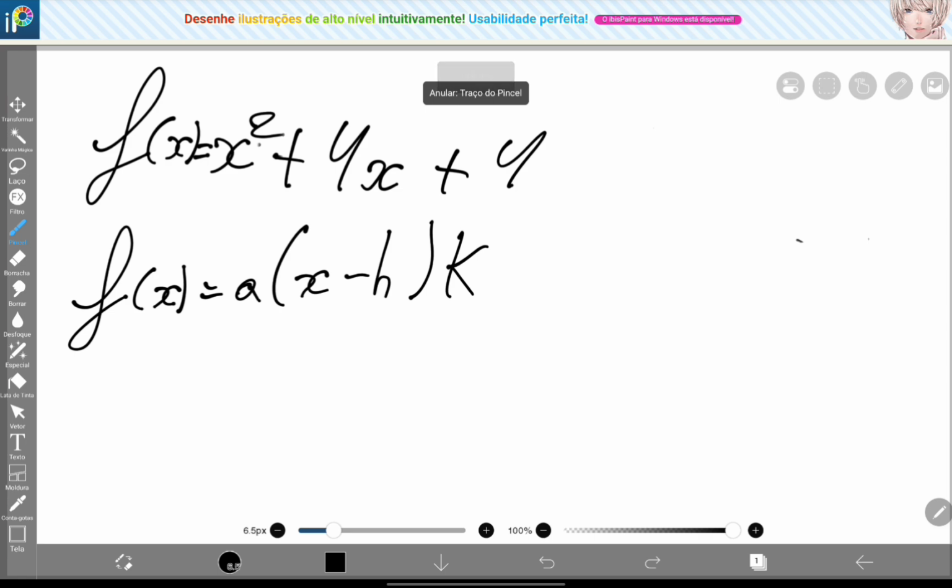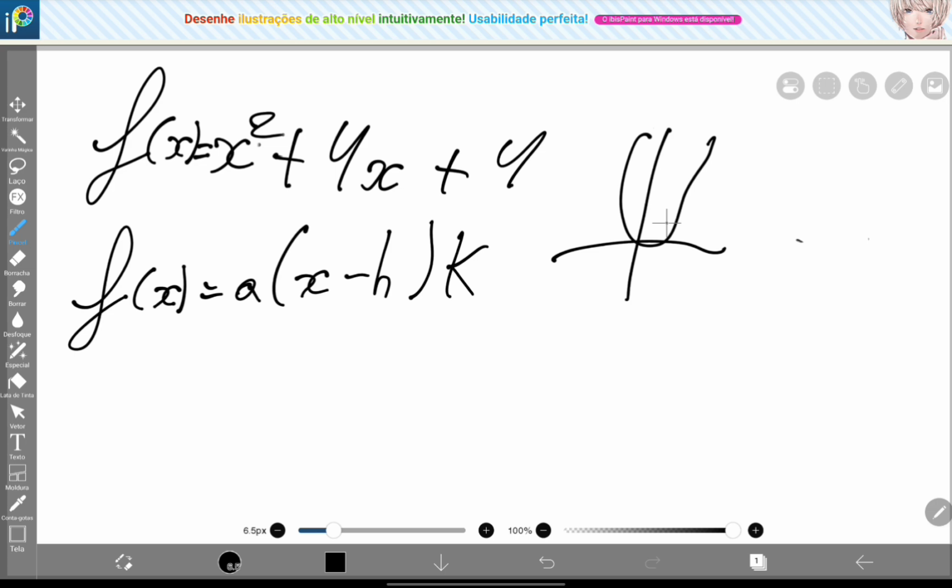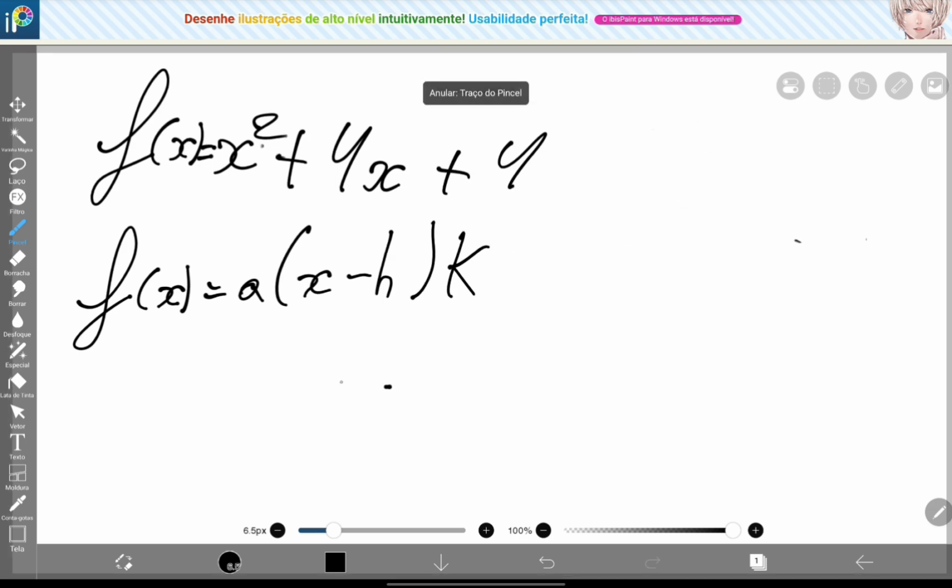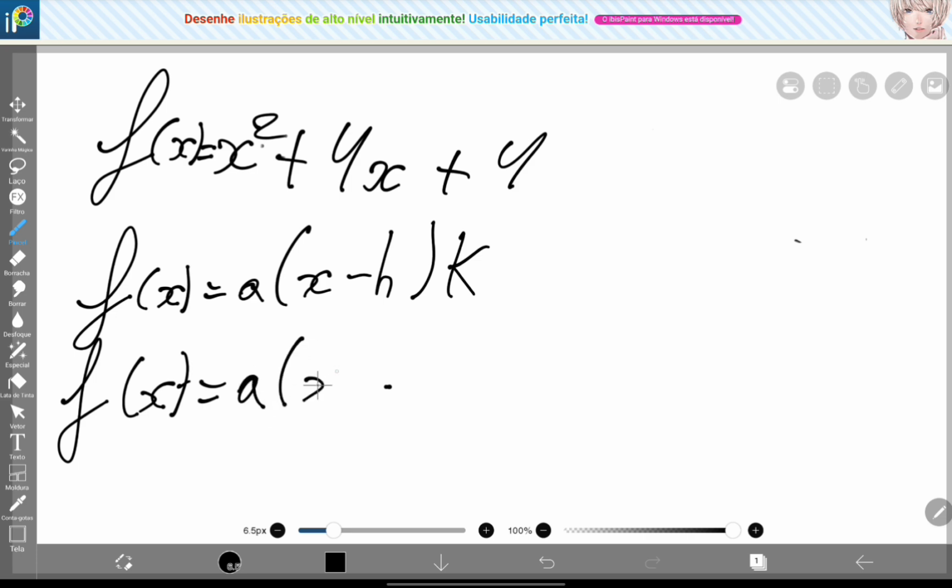H and k tell us where it's located. This tells us the vertex of the function, of the parabola. The parabola is this thing that's on the graph. So let's imagine y equals a(x minus h) squared plus k.